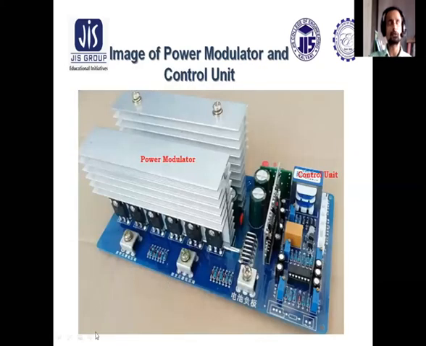This shows an image of a practical power modulator and control unit. See here, this power modulator comprises different switches. These switches could be connected as an inverter or as a converter or as a chopper, whatever. Now all these switches have three terminals: one, two, three. One is the gate terminal and the remaining two are power terminals.